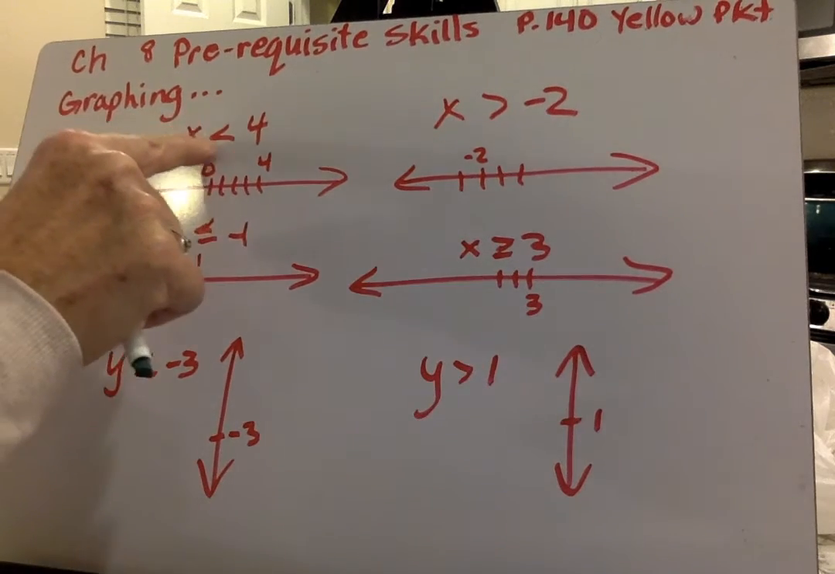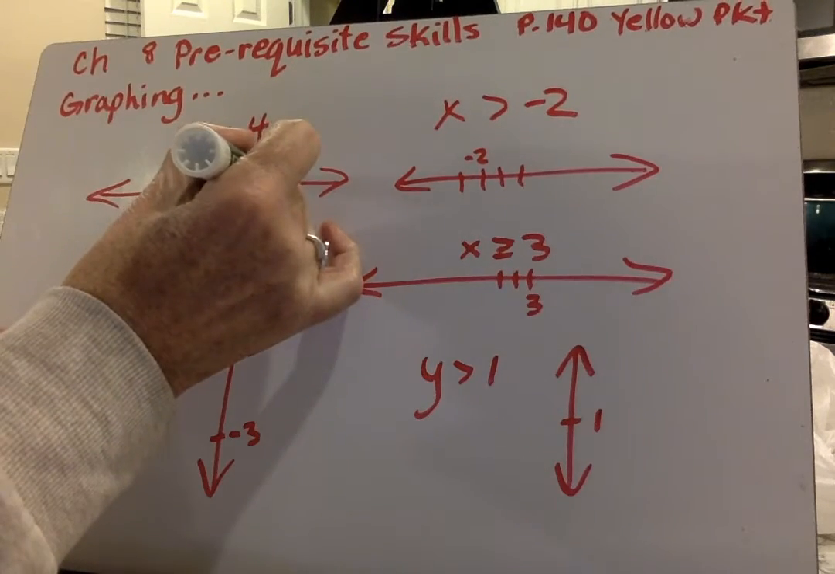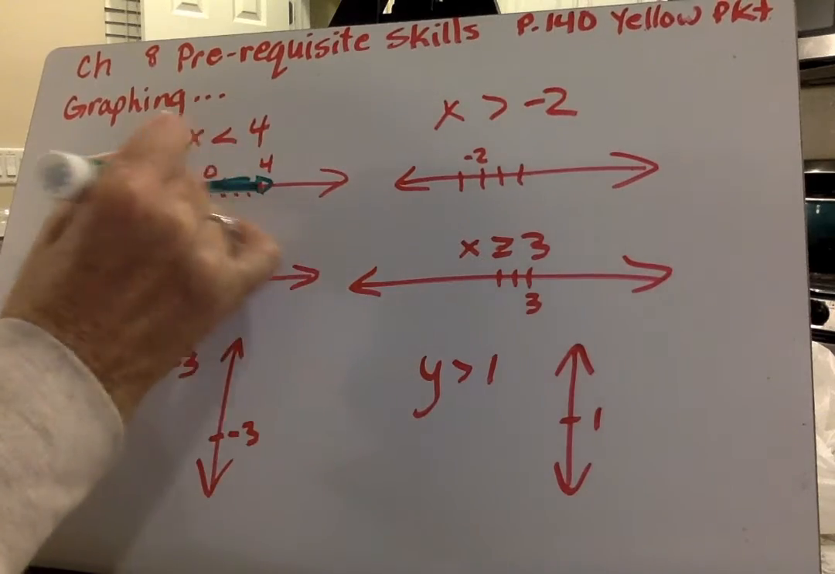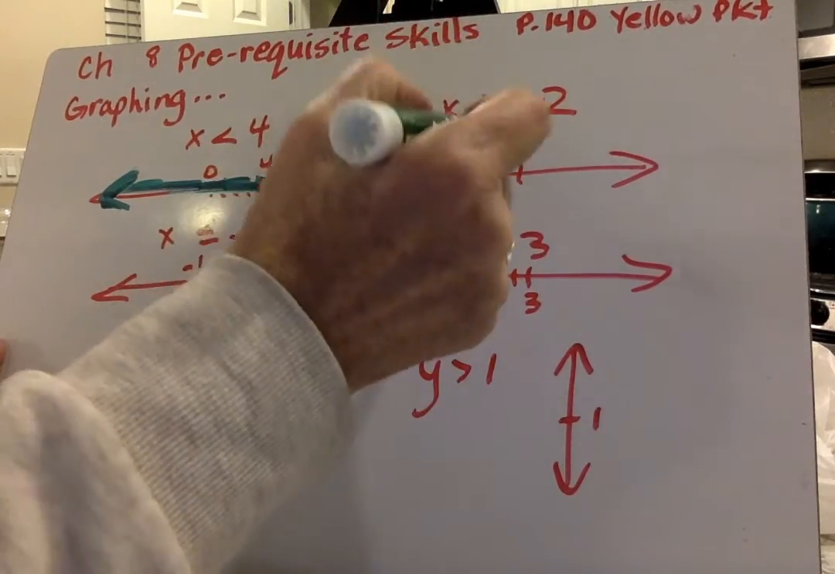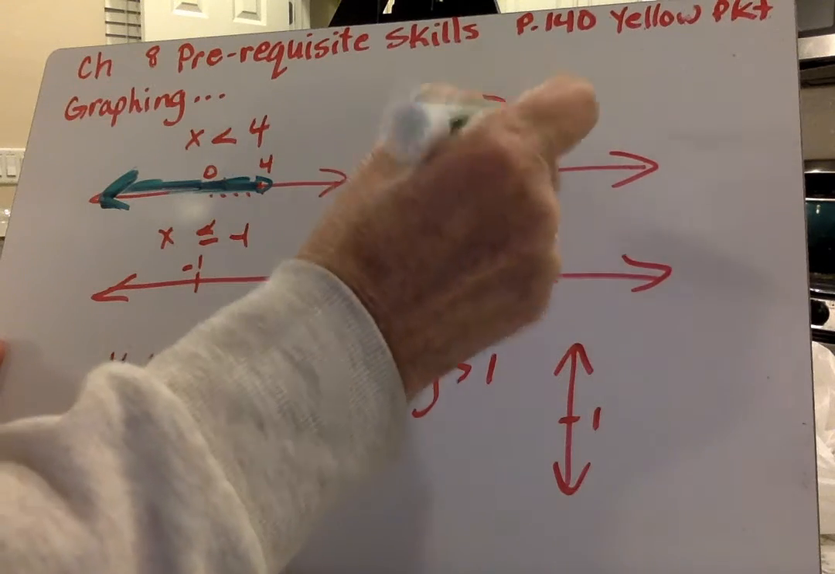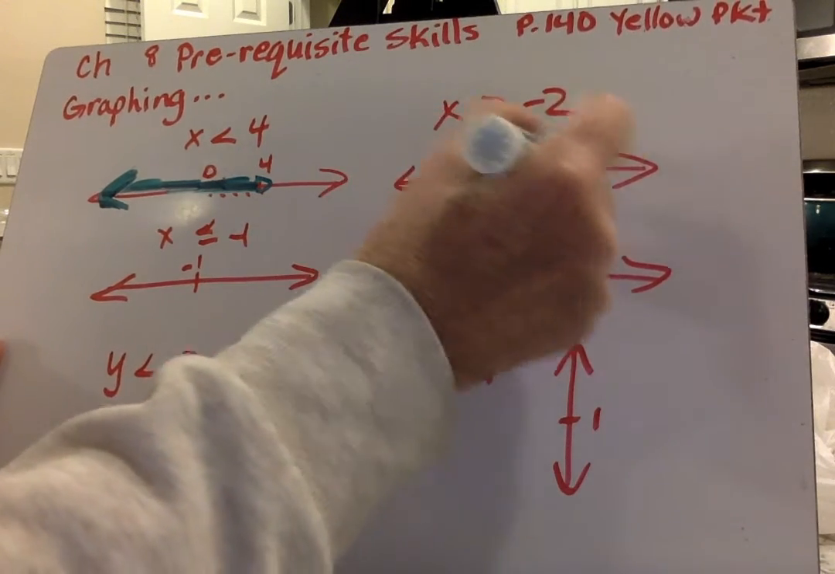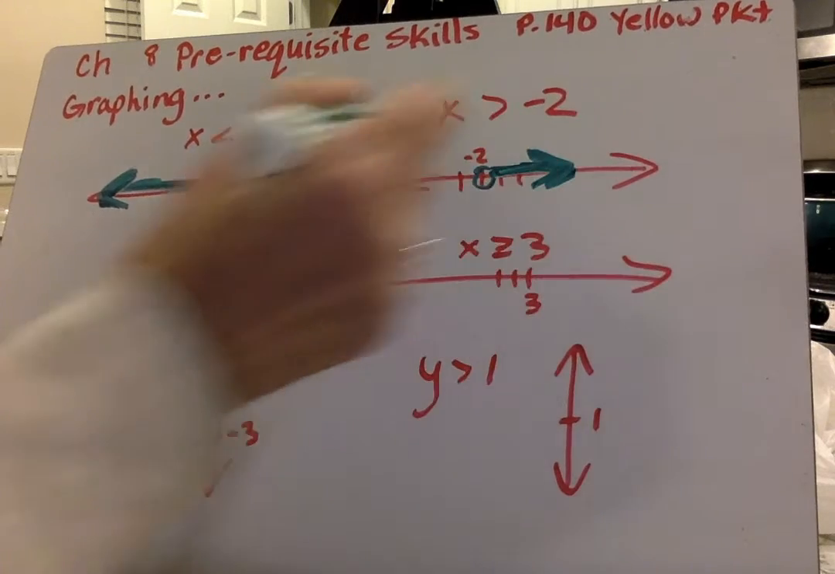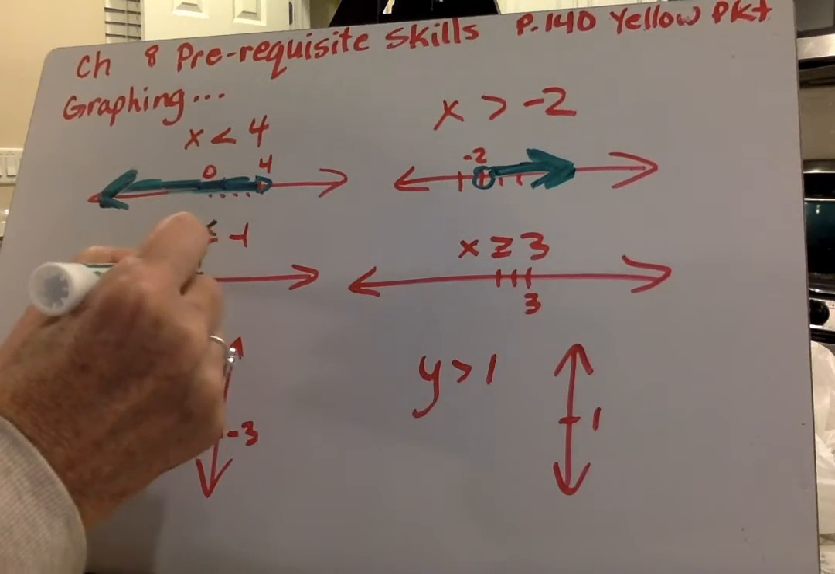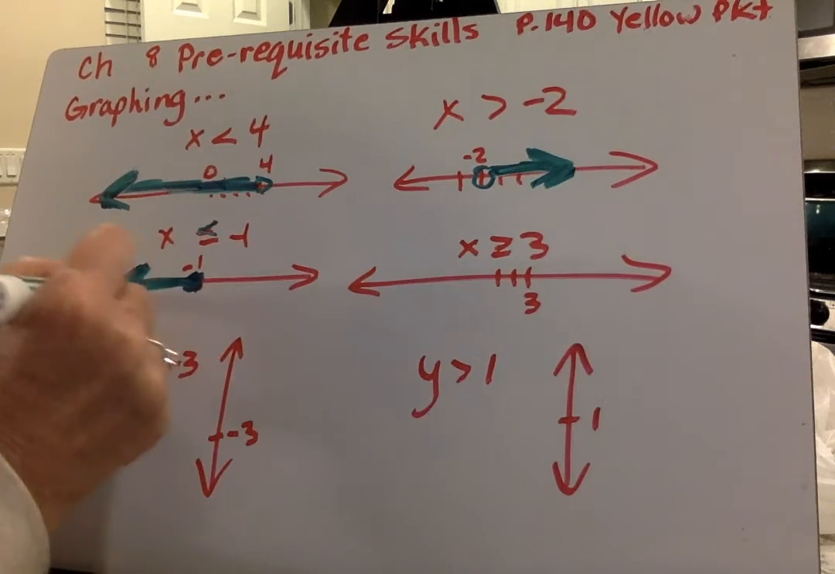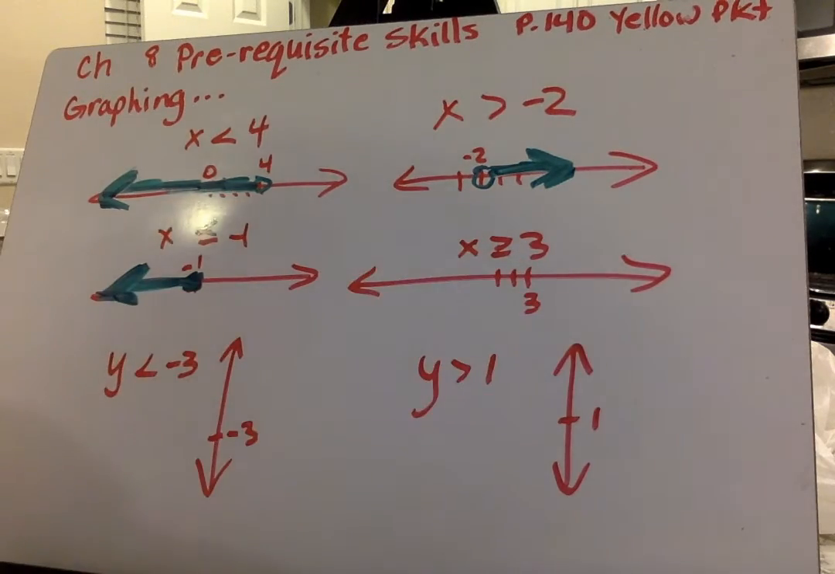So if it says x is less than 4, you know it's an open dot at 4 shaded to the left. Okay? X is greater than -2, open dot at -2, shaded to the right. X is less than or equal to -1, closed dot, because it does include the number, and that's the boundary. And I'll let you do that one.